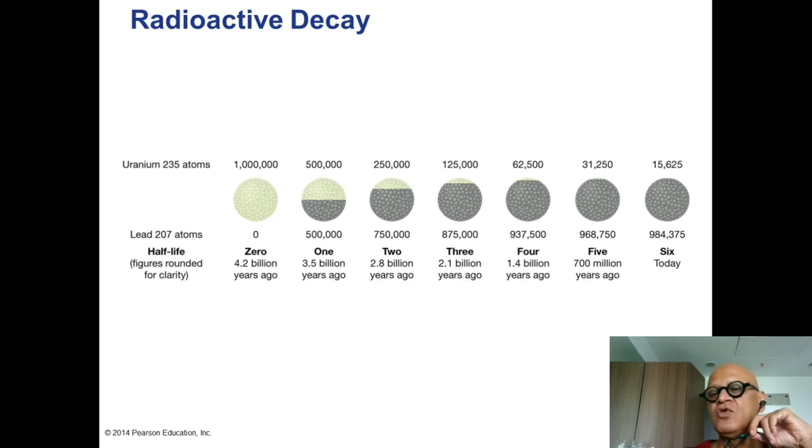So today we have had 6 half-lives of uranium-235, and it has gone from 1 million atoms at the beginning at 4.2 billion years ago to 15,625 atoms now at present. Okay, so this is how you do it.